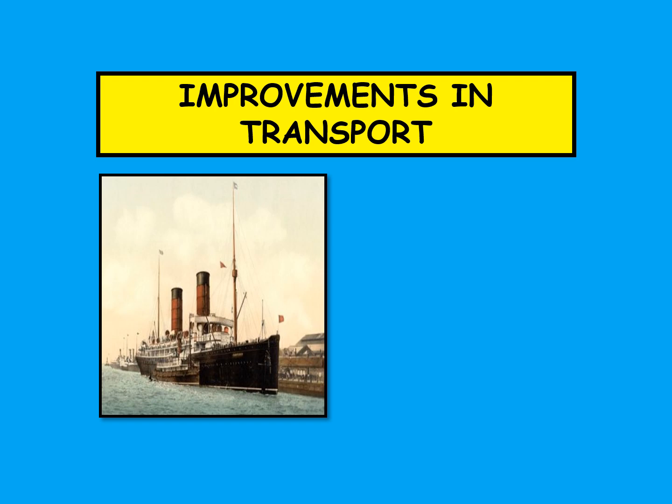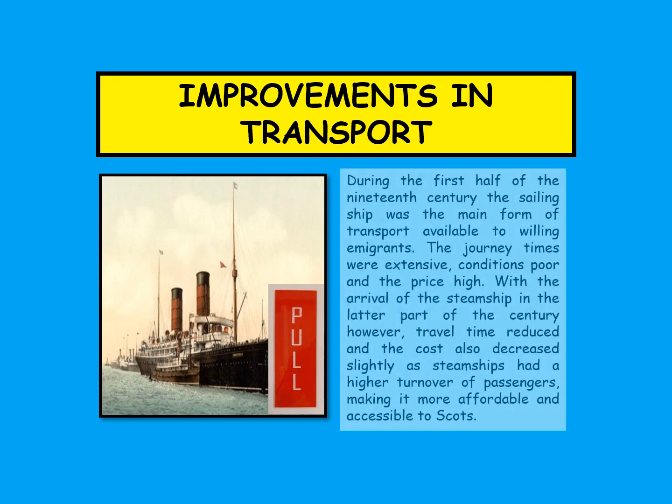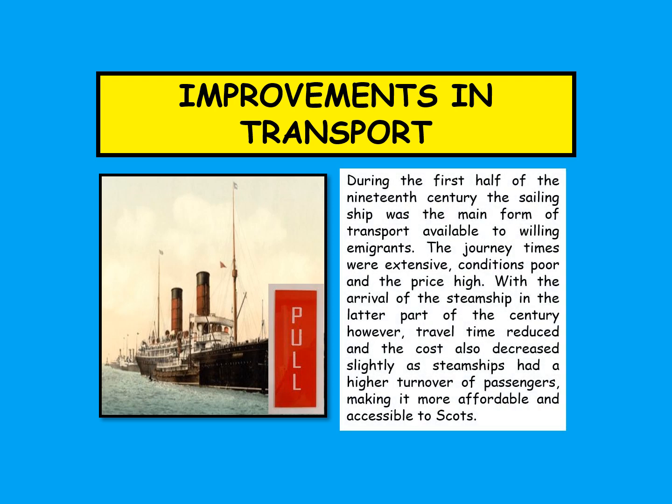Another big factor when we're thinking about what encouraged people to leave is the improvements in transport. So this was a big pull thing. Obviously, during the first half of the 19th century, if you are leaving from Scotland, it's a sailing ship that is taking you to wherever it is that you're going. And this journey time tends to be very long, the conditions are really, really poor, it's very crowded, and the price is really high.